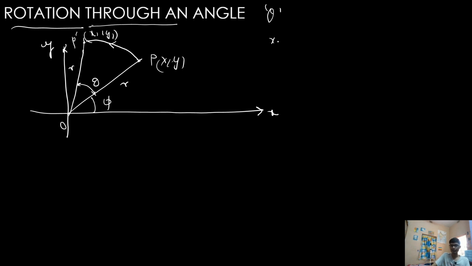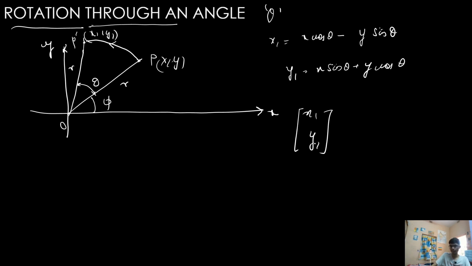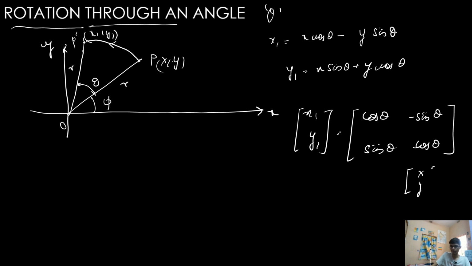So x1 can be related as x into cos theta minus y into sin theta, and similarly y1 can be related as x into sin theta plus y into cos theta. In the form of a matrix, x1 y1 is equal to the matrix with cos theta, minus sin theta in the first row and sin theta, cos theta in the second row, times the matrix x and y. So from here we can rotate this point to get the new point, P dash.